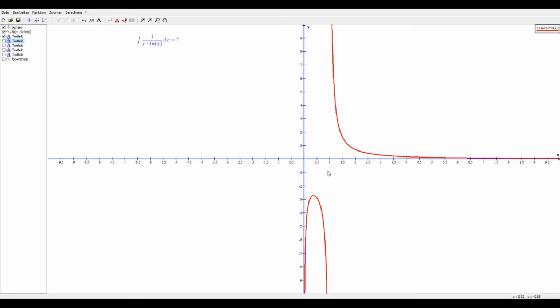X times ln x becomes 0 at x equals 0 or x equals 1, and it is negative in the interval from 0 to 1. So if you do 1 divided by x times ln x, you will approach minus infinity as x approaches 1 or x approaches 0. And then x times ln x becomes infinity as x approaches infinity, so 1 divided by it becomes 0 as x approaches infinity. So that's how the function looks.